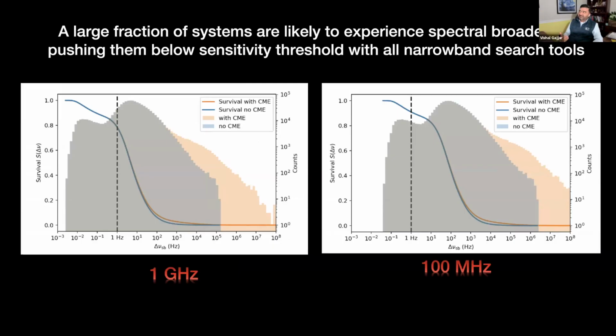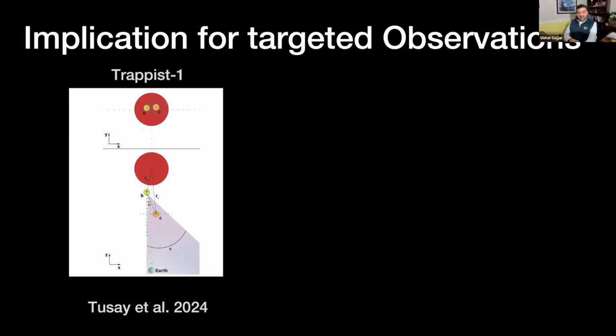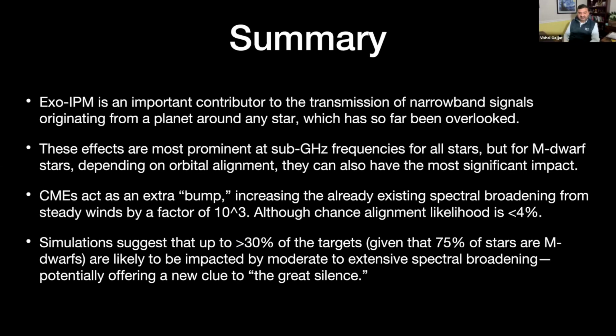But the chance alignment, what we were able to calculate based on all the different randomness of opening angle and speed and how long it lasts and the origin of the CME and all that combined together, we found it's less than 4%. So we are pretty safe that only 4% of the systems are likely to encounter CMEs, but otherwise it is safe. So I think I'm over time a little bit, but I thank you for your attention.